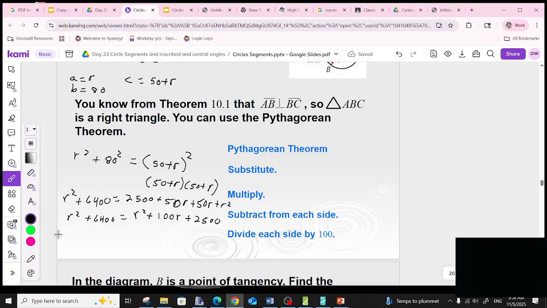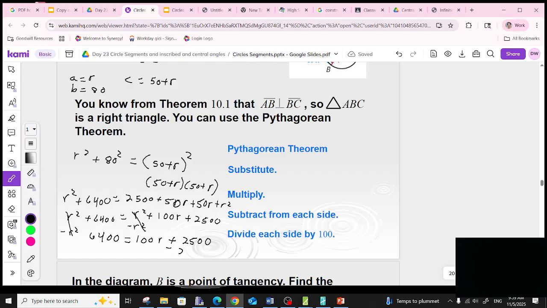So I'm going to have to get one side equal to 0, correct? Well, actually, if I subtract R squared, what happens to the R squareds? They cancel out. And I'd be left with 6400 equals 100R plus 2500. Now what do I do to both sides?